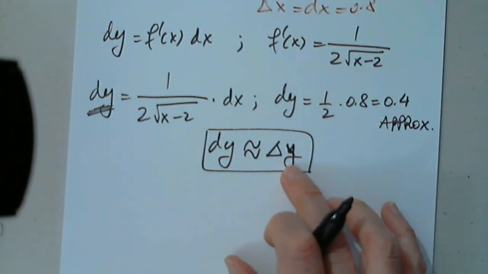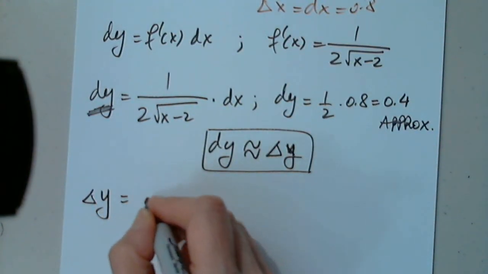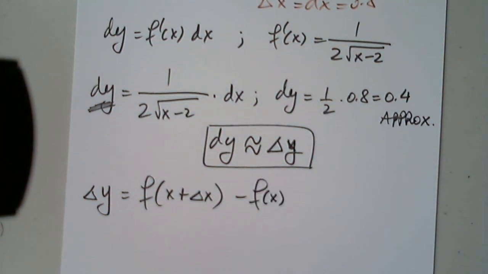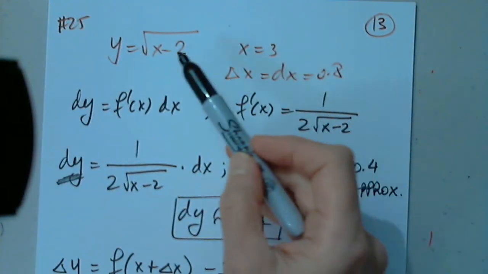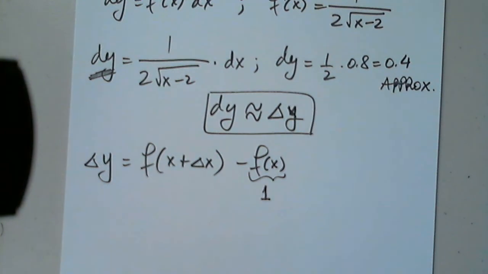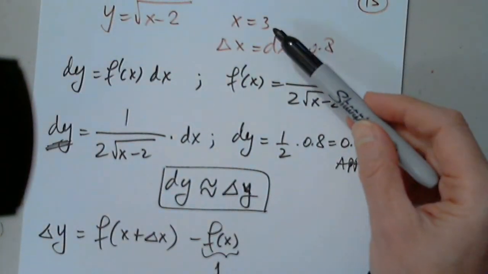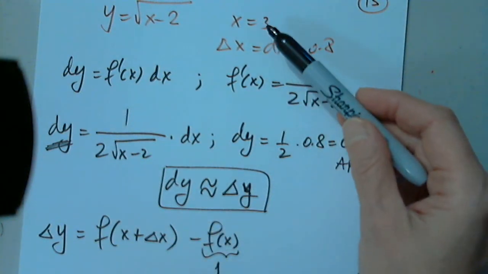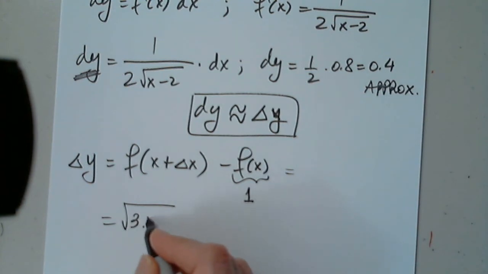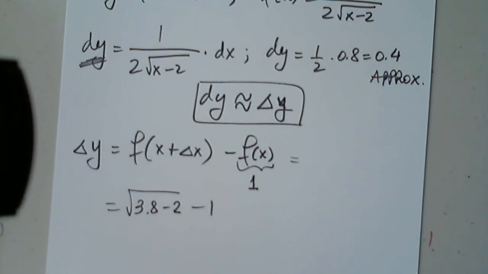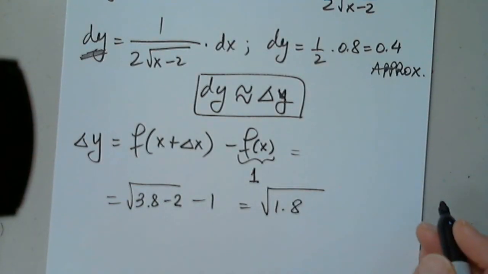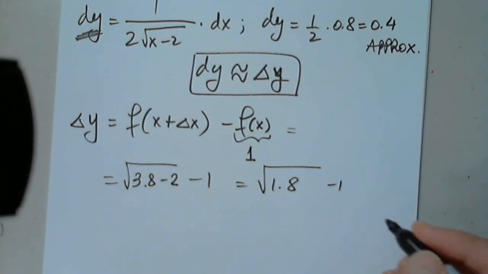But now they want the exact. Okay, so the delta y is f of x plus delta x minus f of x. Even now, f of x is nice because 3 minus 2 is 1. The square root will be 1. But how do I determine f of x plus delta x? f of x plus delta x means 3.8. So this is the square root of 3.8 minus 2 and minus 1. Or the square root of 1.8 minus 1.